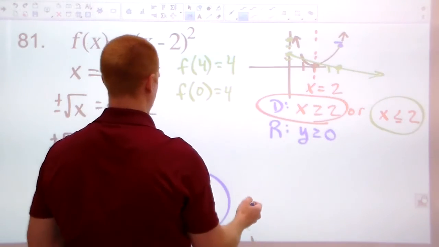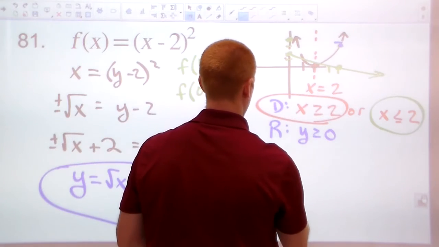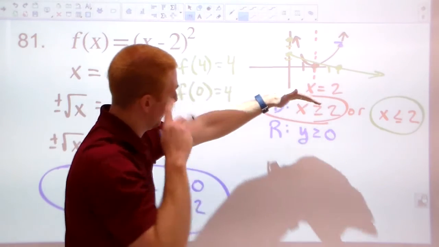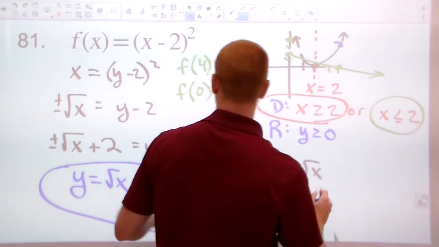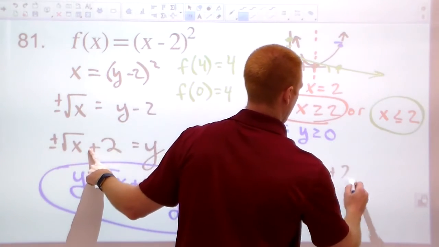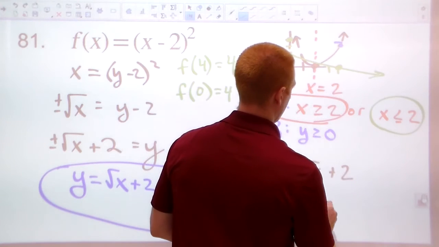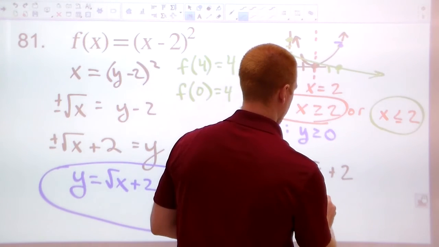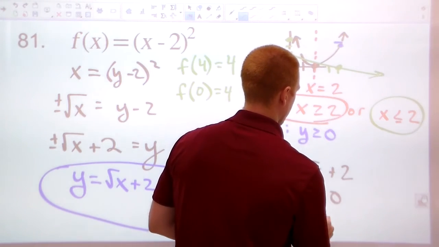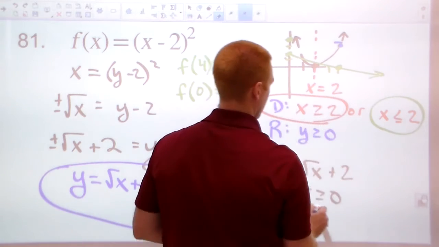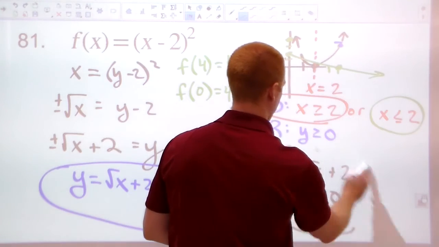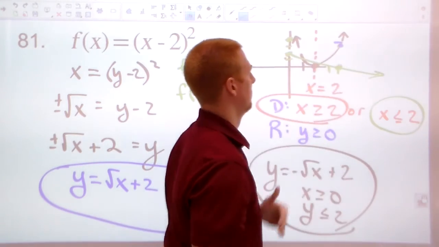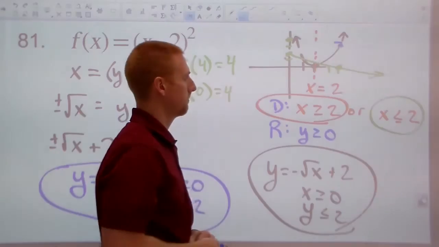So if that's the route you went, then your function would be the negative part of the sideways parabola, so negative square root of x plus 2. And your domain, well, the range becomes the domain. The domain becomes the range. So y would be less than or equal to 2. And hopefully you can see that playing out with the green part of the graph.